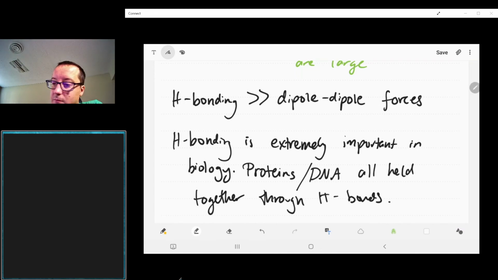So, chances are if you end up taking biochemistry later on, you're going to see that the answer for a lot of things is going to be hydrogen bonds.